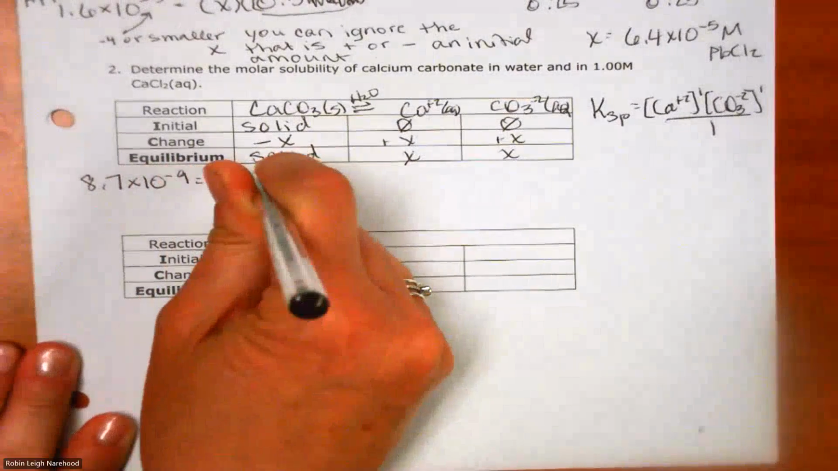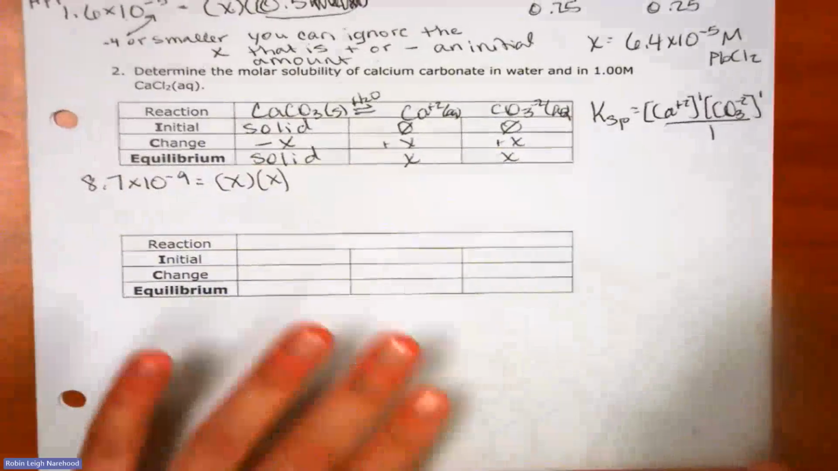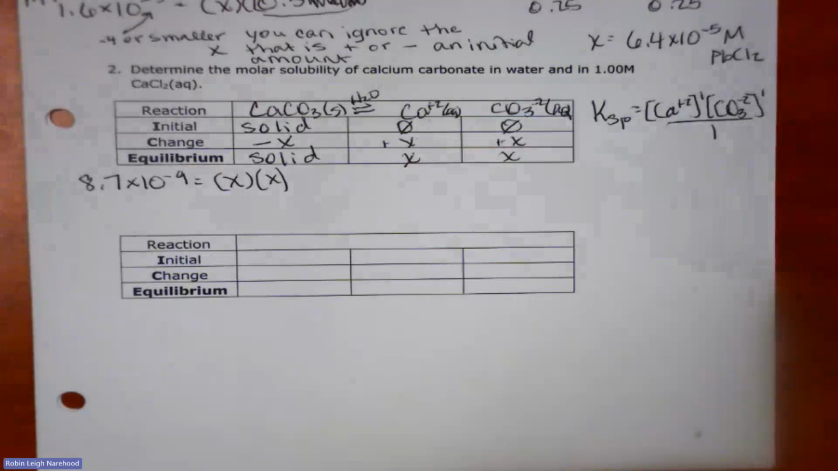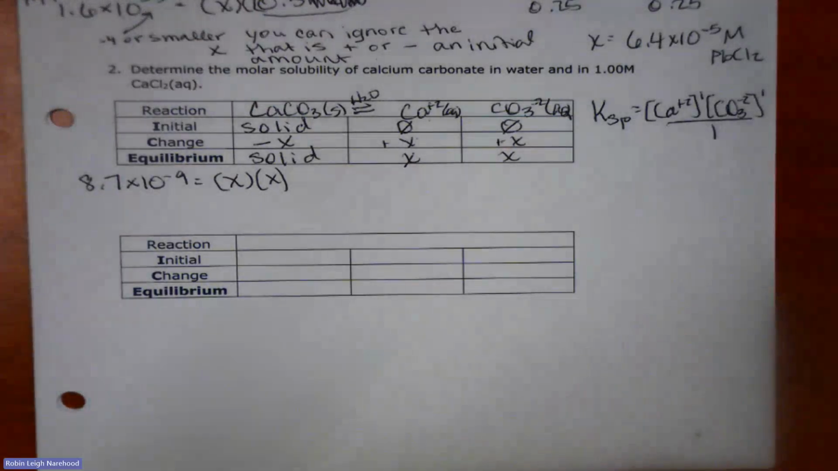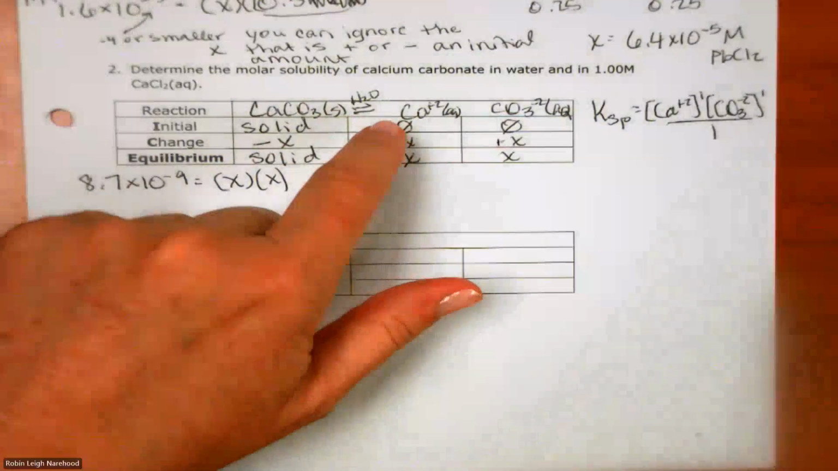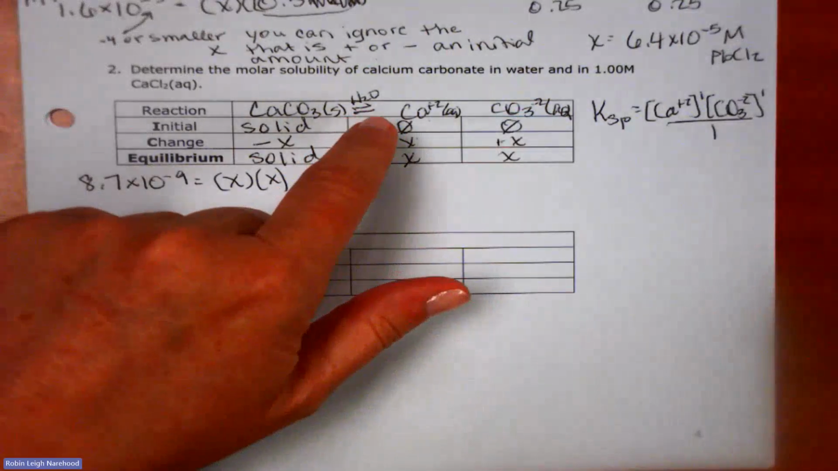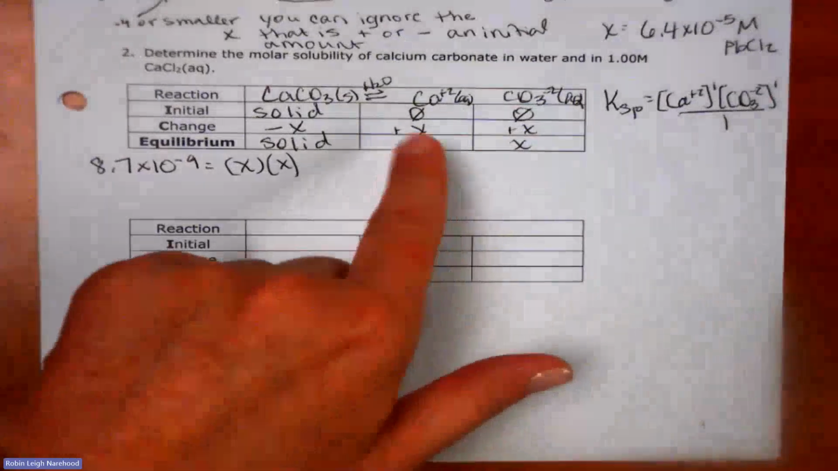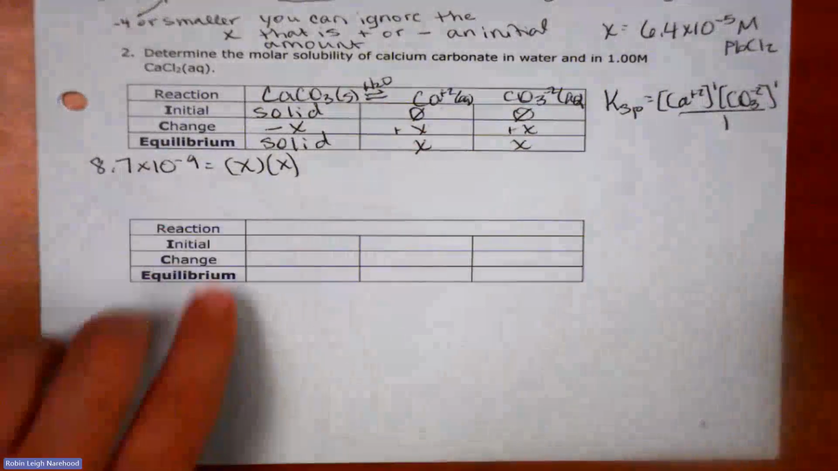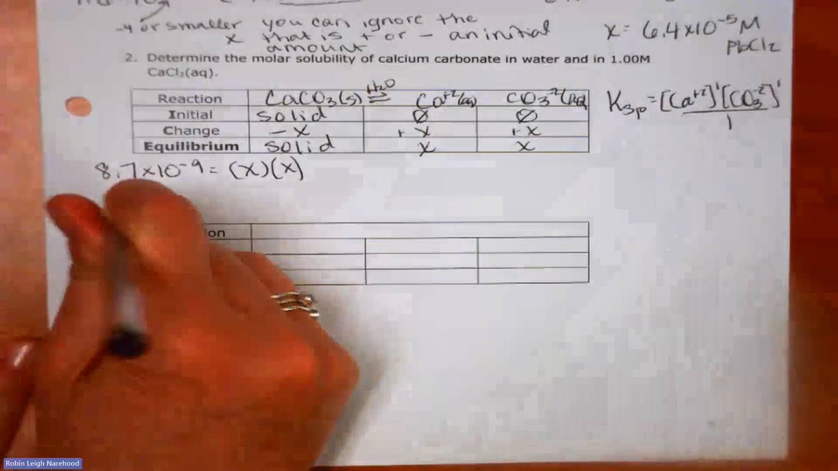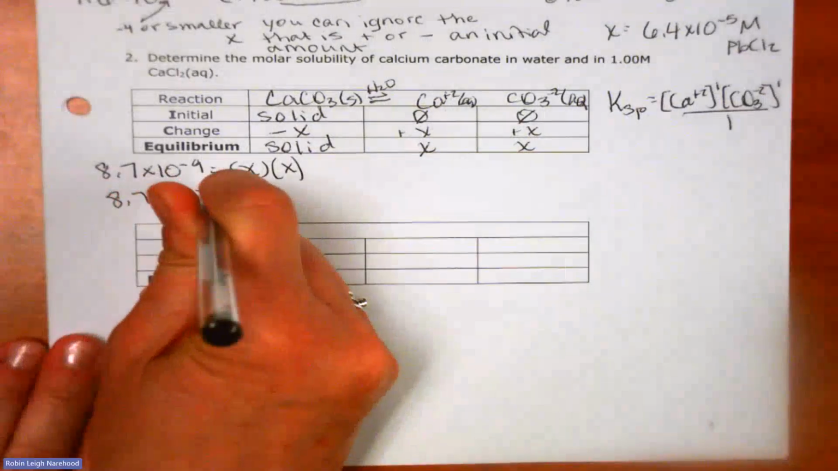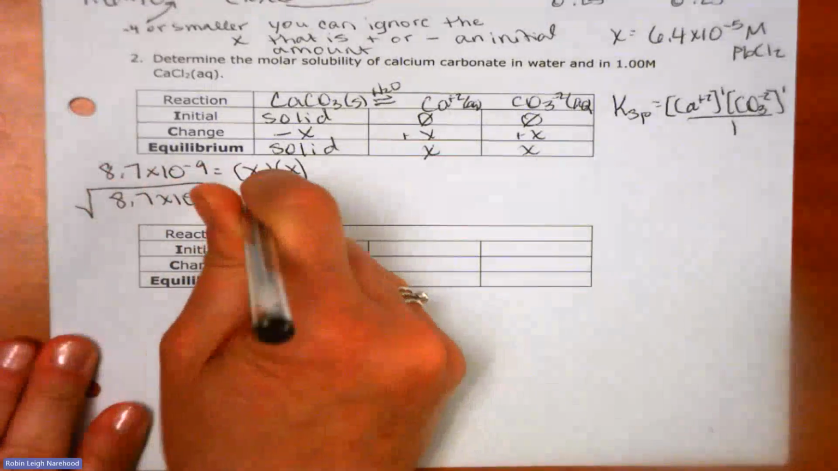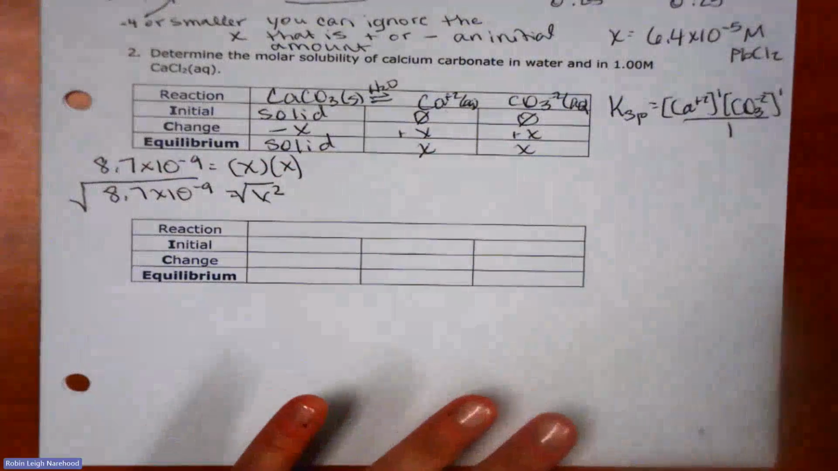Equals X times X. This is not a situation where you would worry about our simplification, because that only applies if you have an initial molarity and you're either adding or subtracting a change. So you cannot eliminate these X's. So this is just going to simply be 8.7 times 10 to the negative 9 equals X squared. And so if you take the square root of both sides, then you will get the solubility.